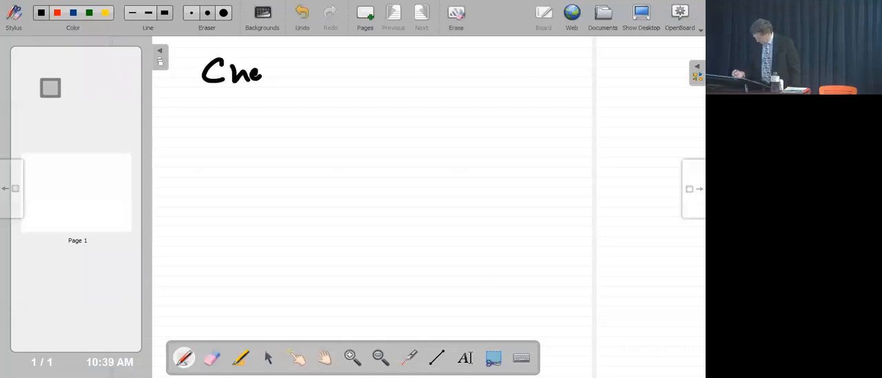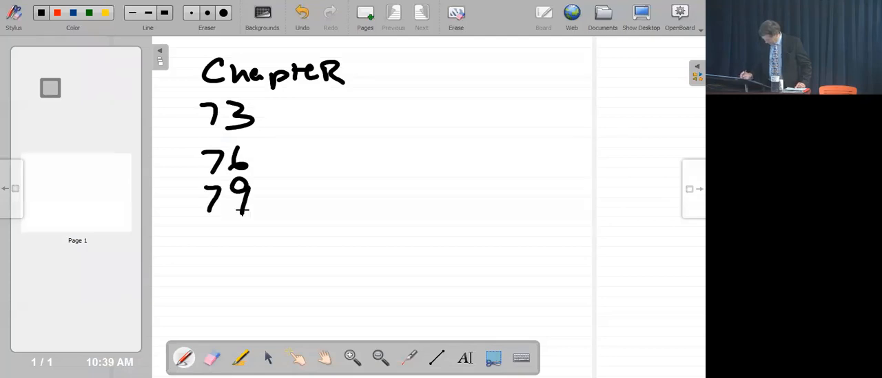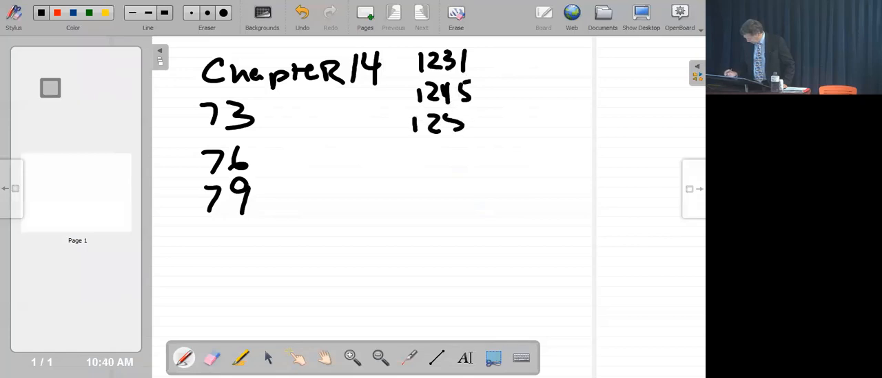Chapter 14, all right, what are we going to do in this chapter? In terms of problems, the big problems in this chapter are 73, 76, and 79, okay? And the code sections for this chapter 14 are 1231, 1245, and 1250, okay?